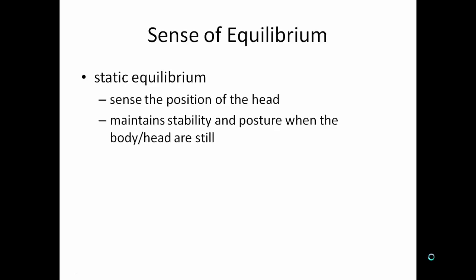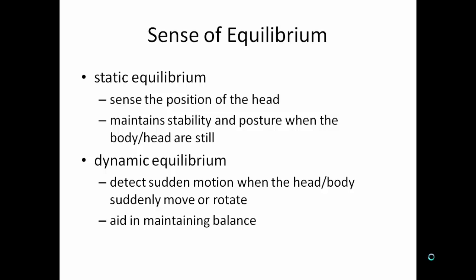So equilibrium. There is more than one type. First we're going to talk about static equilibrium. This just detects the position of your head and it helps you maintain stability and posture when your head's just standing still. And then the second type is dynamic equilibrium. If you move quickly, your body needs to be able to correct to make sure that you don't fall flat on your face or on the side of your head or some other falling. So in order to do that, it has this sense of dynamic equilibrium. It's really interesting how the body does this, and let's see how it does.